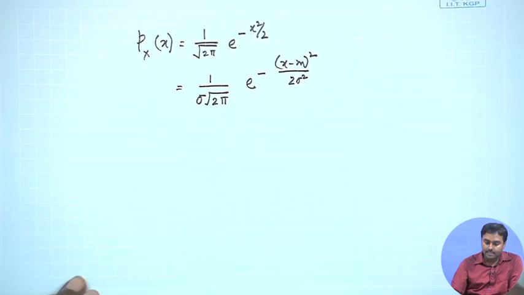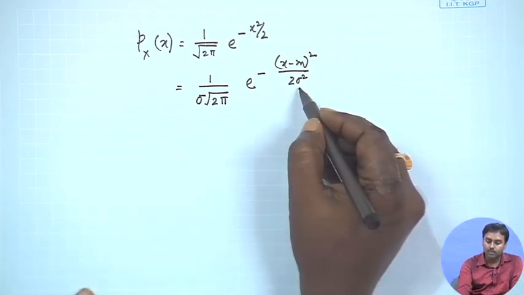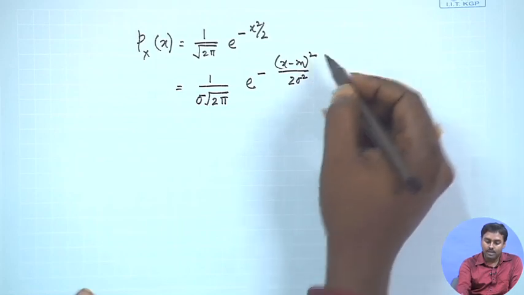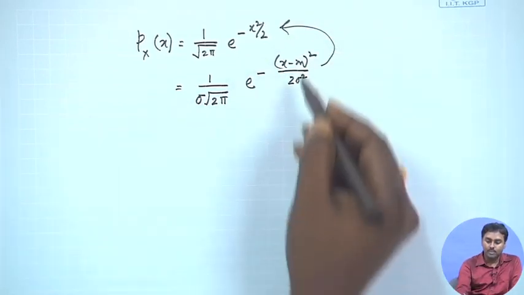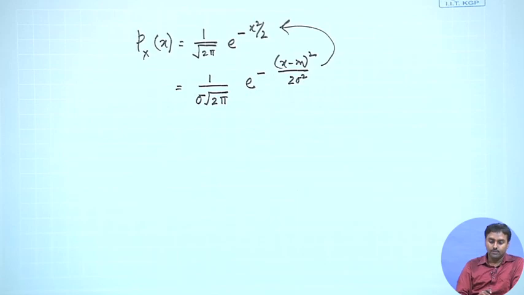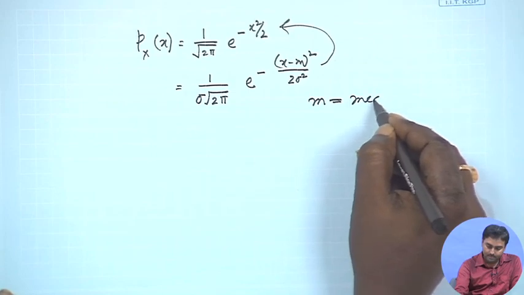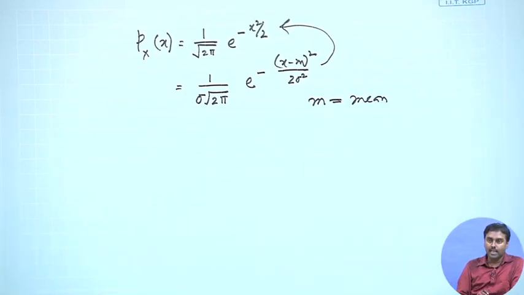Of course, as you can see, if I put sigma equals 1 and m equals 0, I get back this one. So that's the more generalized Gaussian distribution, where this m is called the mean. We'll see how the mean can be calculated for a random variable. Sigma is the standard deviation, or sigma square is the variance. As long as the variance is 1 and the mean is 0, we get back that definition.